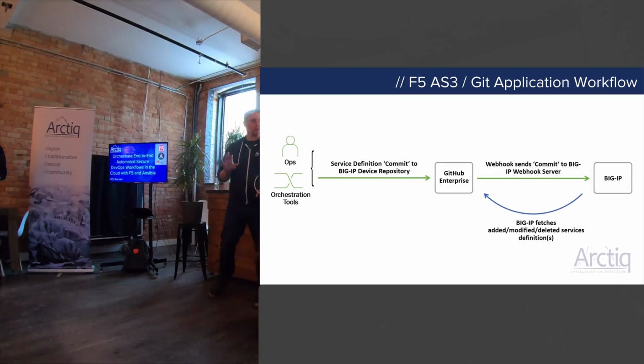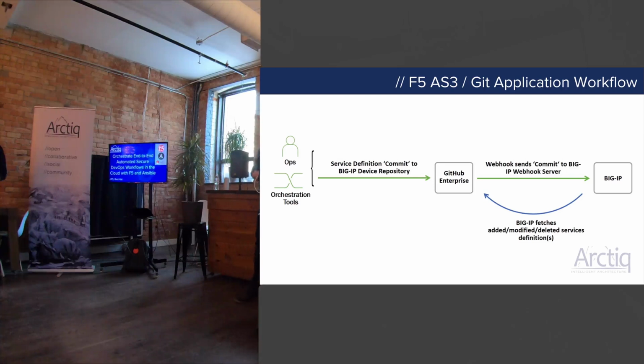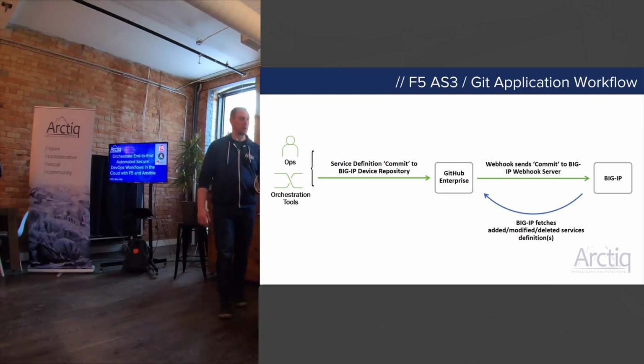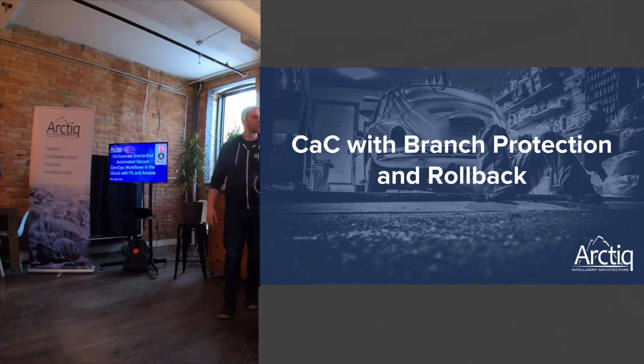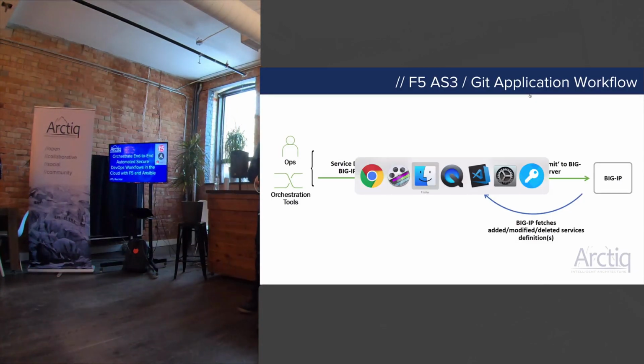Just quickly talking about the workflow here, I mentioned this a little bit earlier, but obviously the orchestration tool for us is going to be Tower. These things are going to be via commit. So all the stuff we're doing is on GitHub today. And the webhook we talked about already, basically the BIG-IP is going to come back and fetch the stuff it needs. We've covered most of this, so I'm not really going to dig into it too much here. Okay, so we'll flip over to the demo.